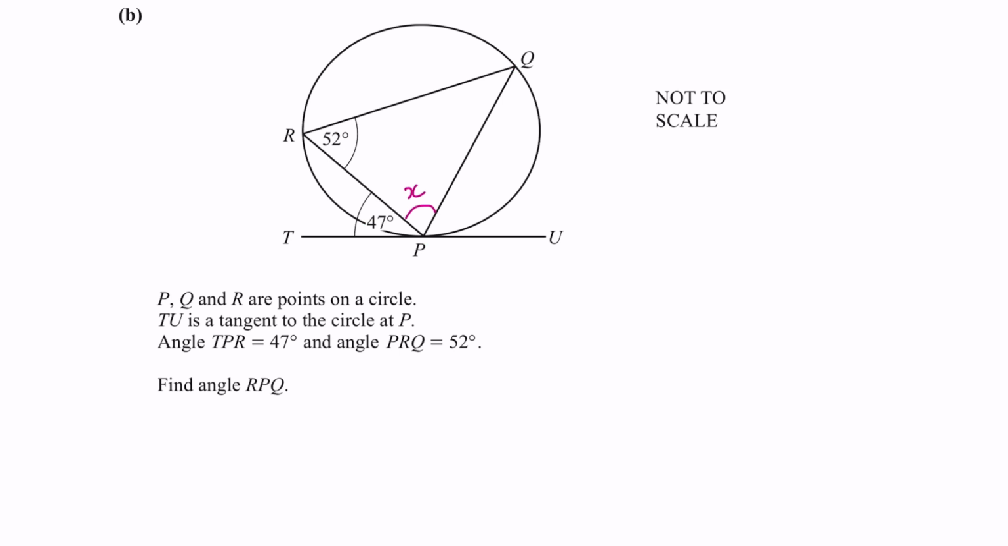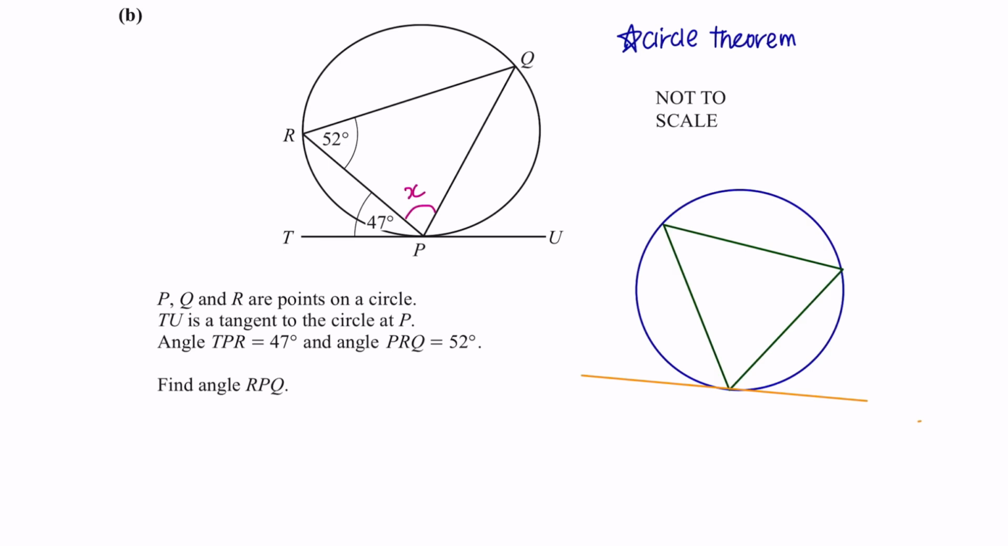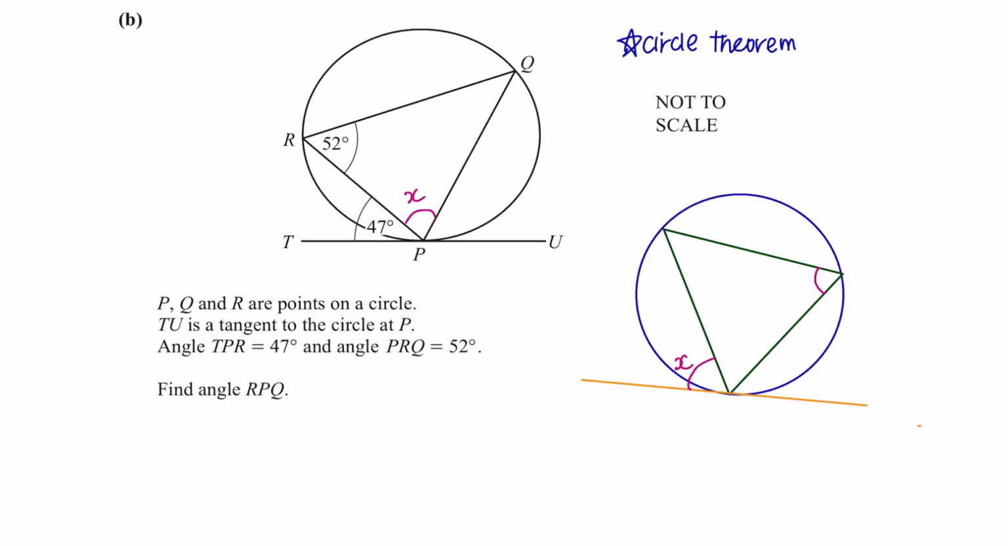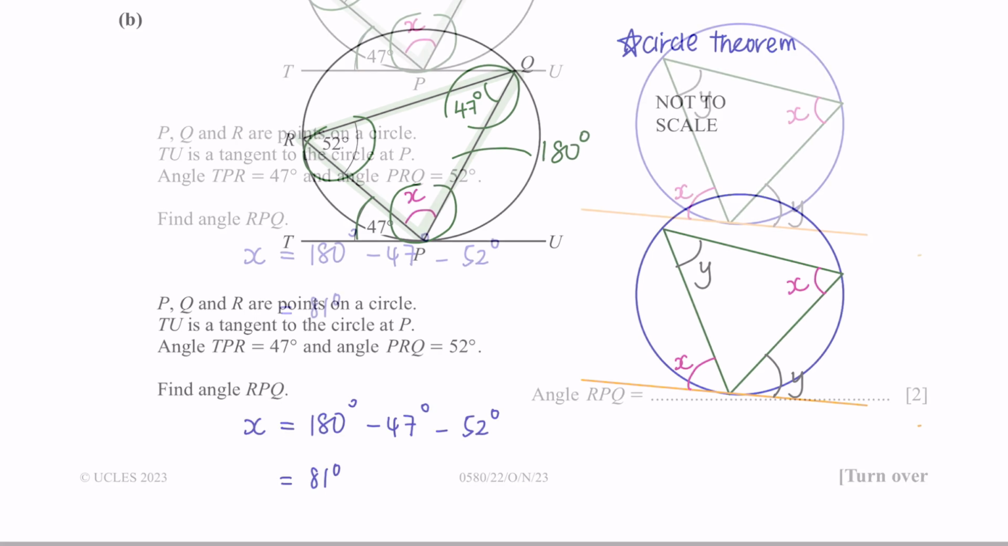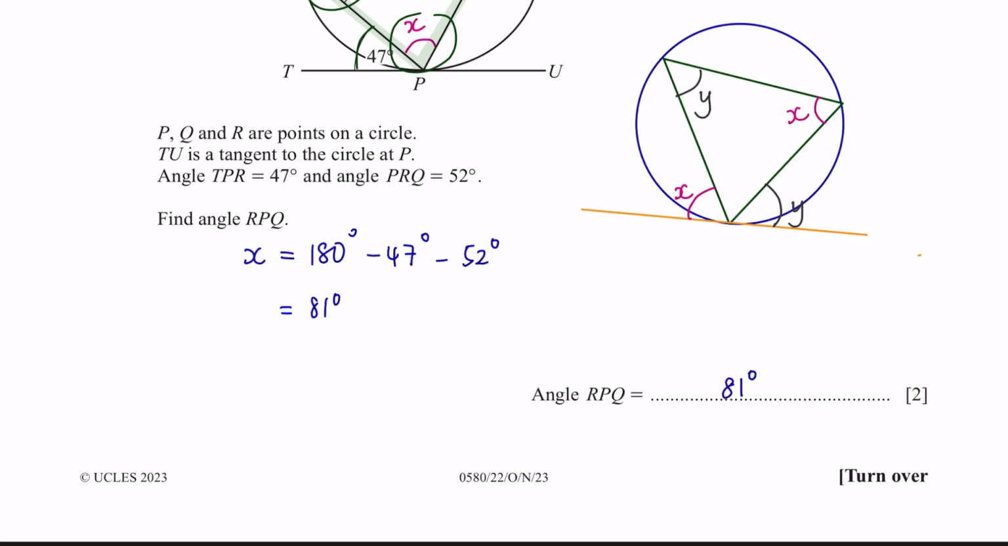Again, to answer these types of questions, you must first know the laws of circle theorem. When you see a triangle and a tangent in a circle, there are several rules that you should know. The angle over here is equal to the angle over here, and the angle over here is equal to the angle over here. So if this was 47, this would be the same here, which is 47 degrees. So from here onwards, we can see that this is a triangle, and the angles here added up together are going to give you 180 degrees. So angle RPQ is 81 degrees.